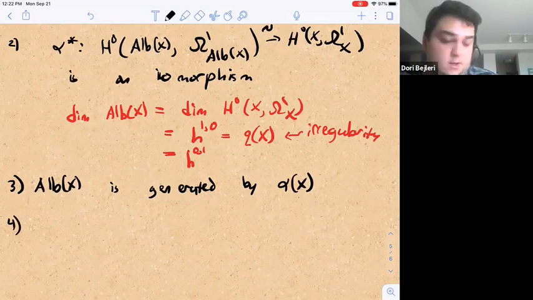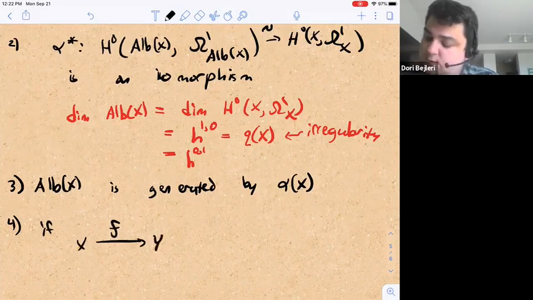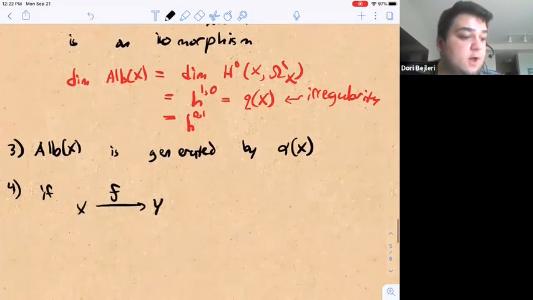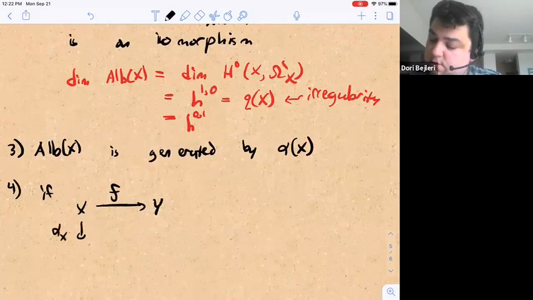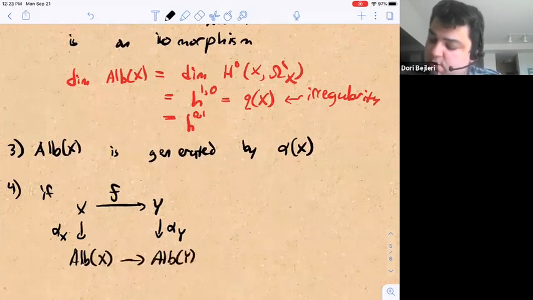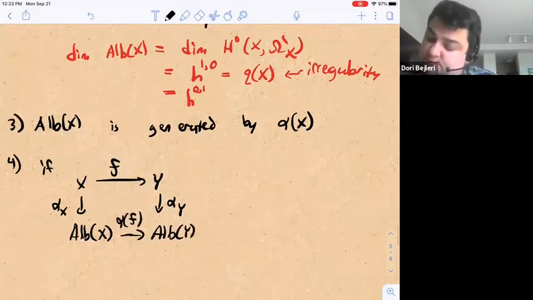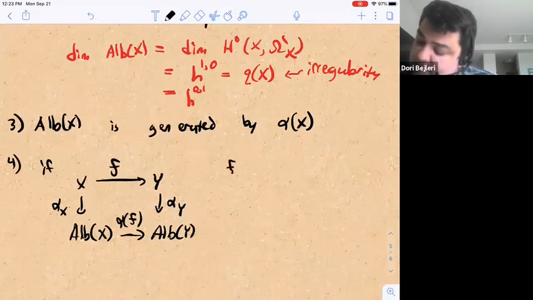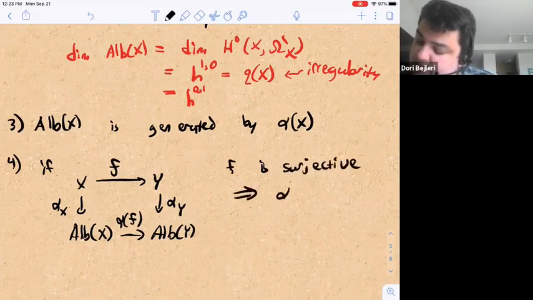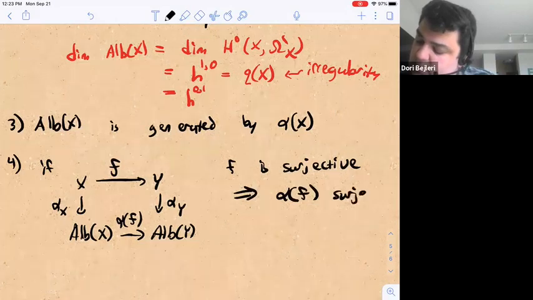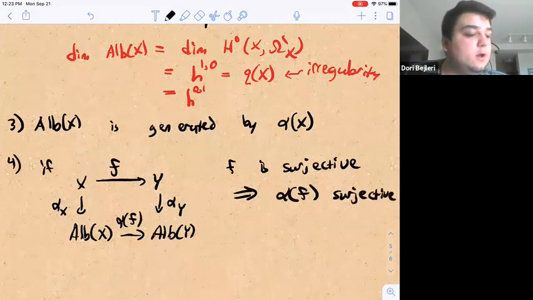We also get functoriality. So if f from x to y is some morphism, then we have a commutative diagram like this. With the extra property, using 3, that if f is surjective, then that implies that alpha of f is surjective.